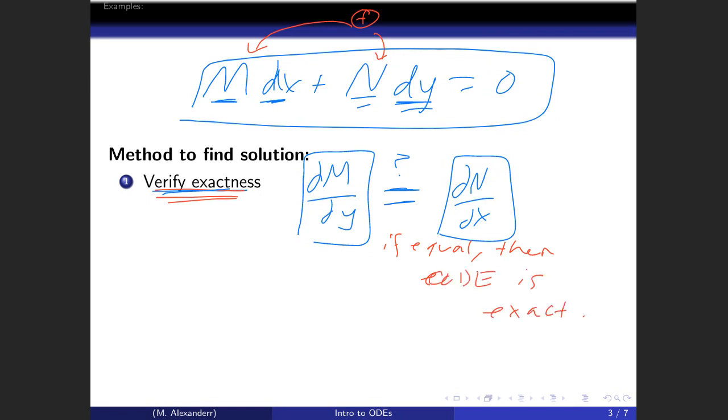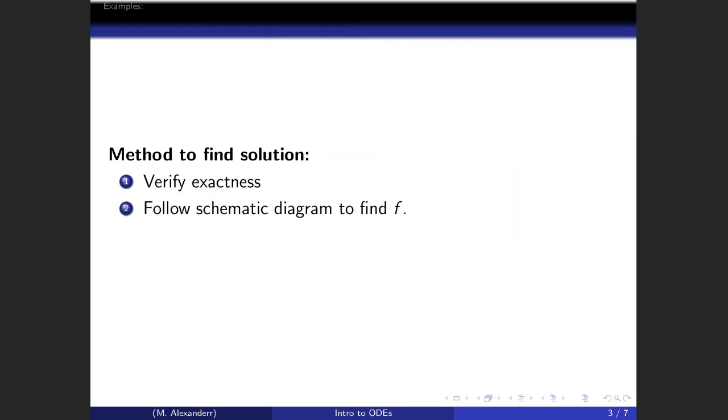And so what does that mean? That means that there is a function f from the very beginning that can help us get the M function and then the N function, and that's going to help us figure out the solution to the differential equation. So the first step is to check that it is exact. The second step is how to figure out the f function from the information that's given to us.